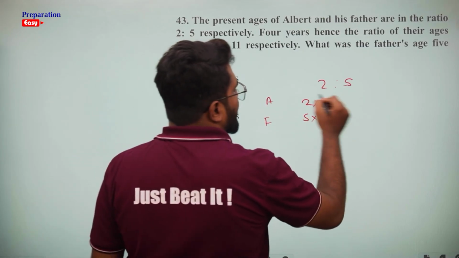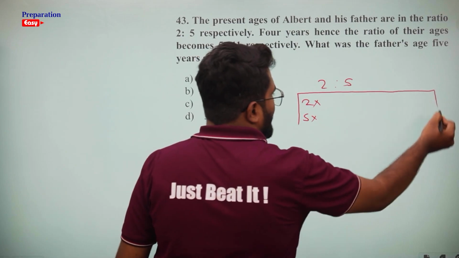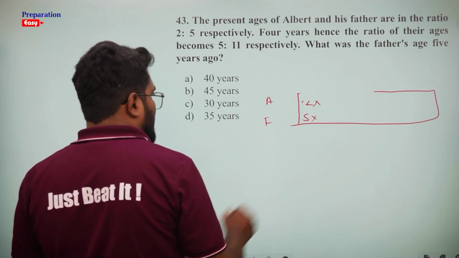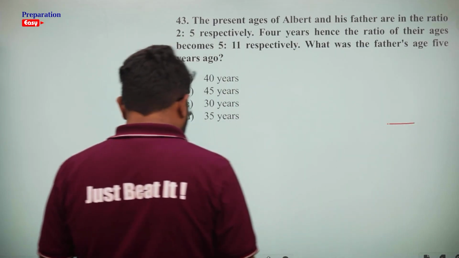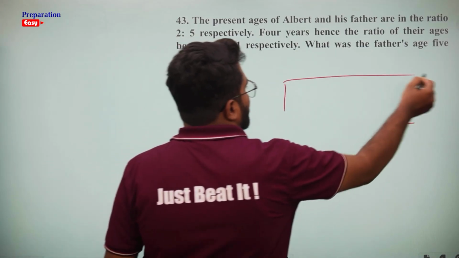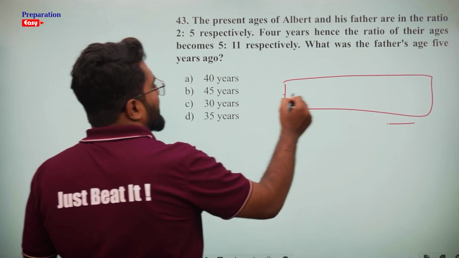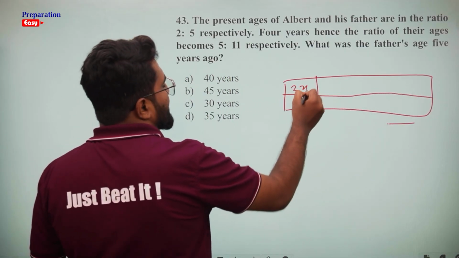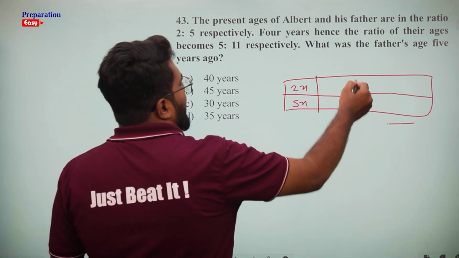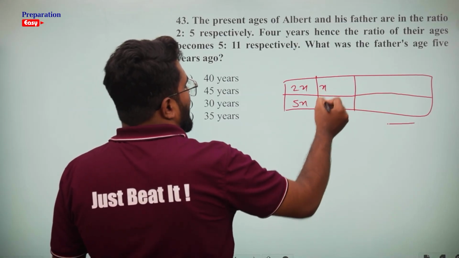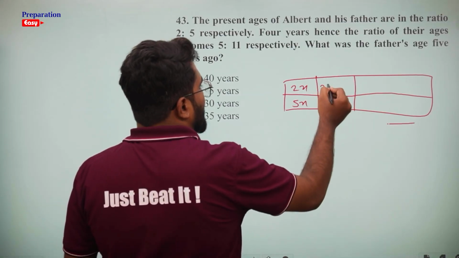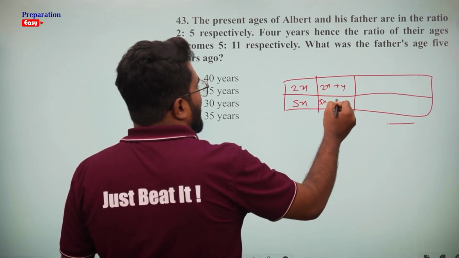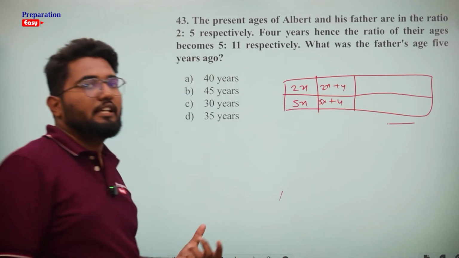Okay, I will write it down once again. So at present their ages are 2x and 5x. Okay, after 4 years, 2x plus 4 will be Albert's age and 5x plus 4 will be his father's age.